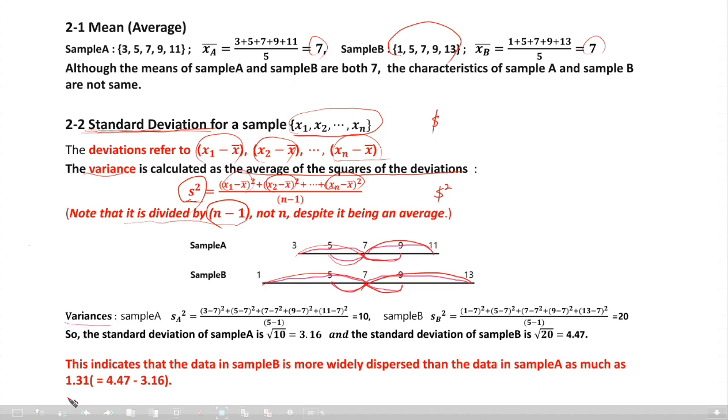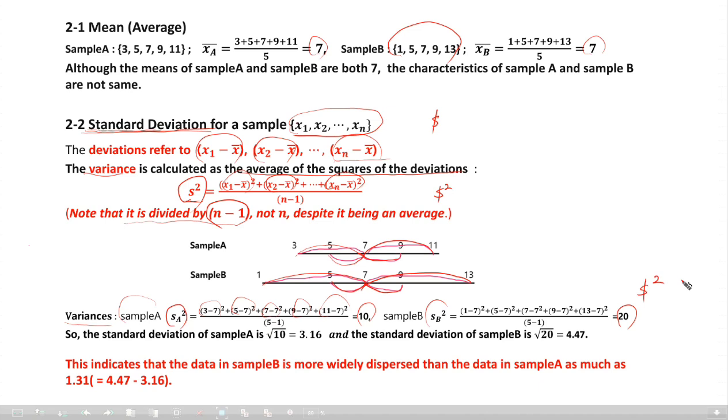Variance. For sample A, the 5 deviations are averaged, but divided by 5 minus 1. So s squared for A is 10. For sample B, s squared will be the sum of (1 minus 7) squared, (5 minus 7) squared, (7 minus 7) squared, (9 minus 7) squared, and (13 minus 7) squared, divided by 5 minus 1, that is n minus 1. That is 20. But these variances have the unit dollar squared.